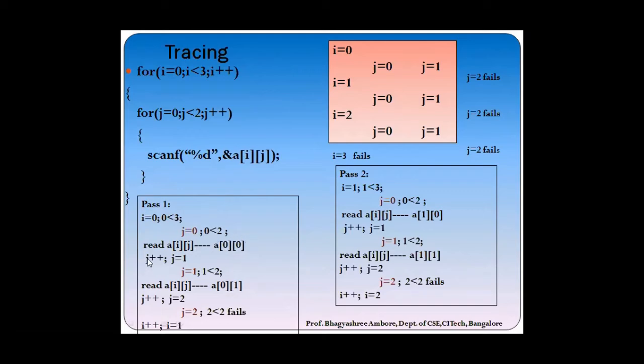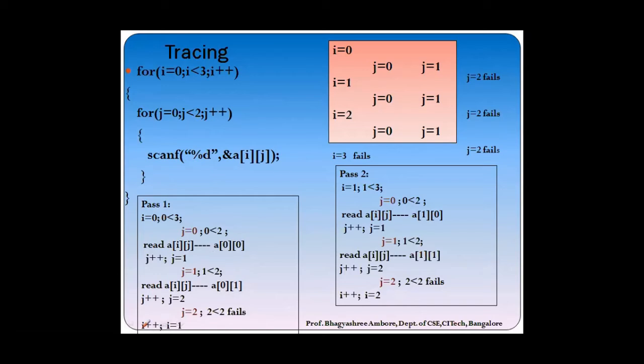Then what will be incremented? Only J will be incremented. J now becomes 1. 1 is less than 2. Correct? Yes, it is correct. It reads the value A of ij again. It reads the position. I value is still 0, J value is 1. Now J becomes 2. It will be incremented here. J becomes 2. 2 is less than 2? Condition fails. It comes out.